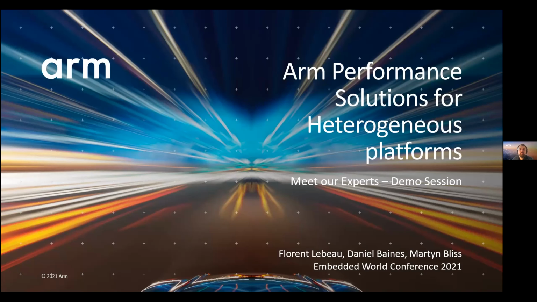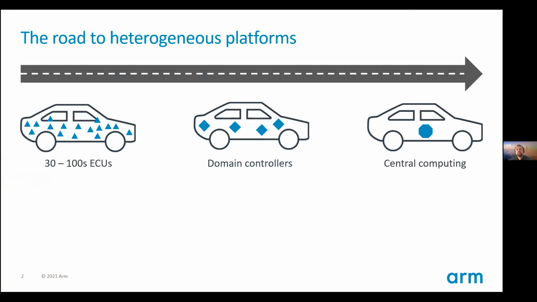So before we start with the demo, I'd like to give an overview of where heterogeneous systems can be found, for example, in automotive. Automotive systems have greatly evolved over the last years, from vehicles with hundreds of electronic control units to a few domain controllers. You might even find one central computer for the whole car in the future.